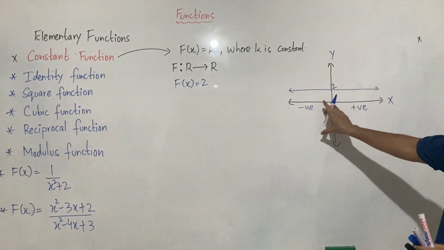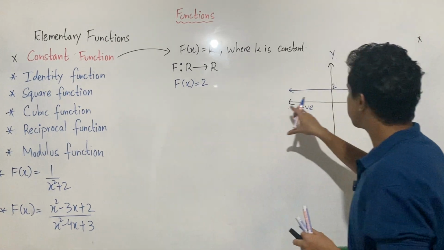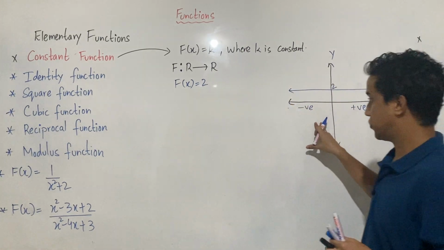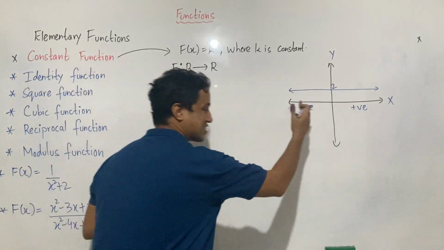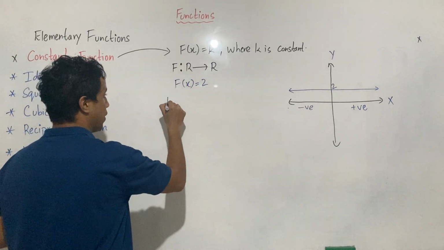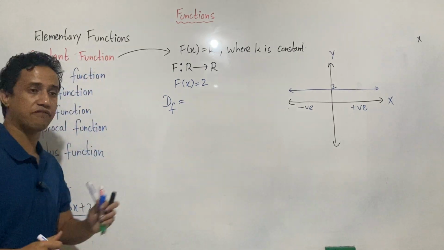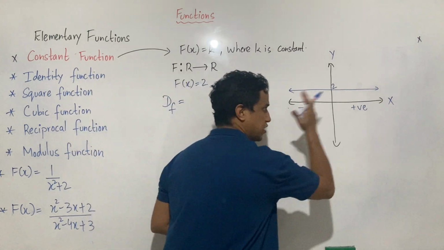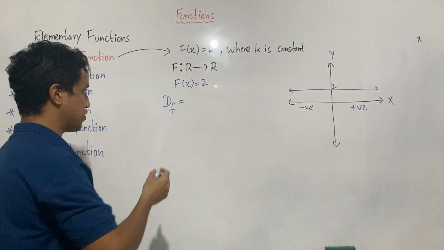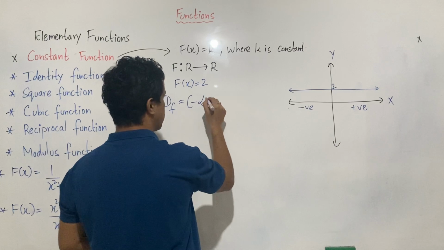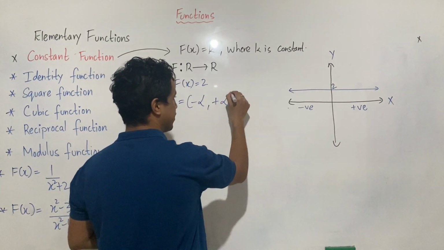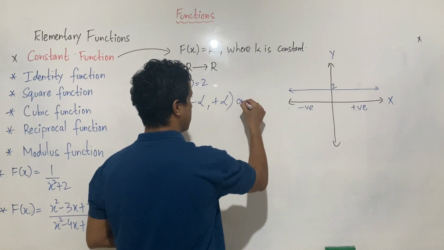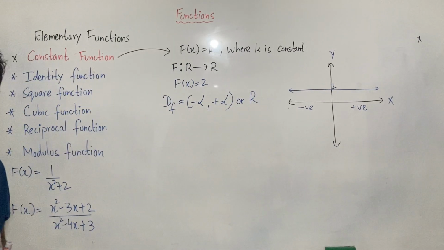Now if you look here, what values of x can it read? The values of x that it can read are going to be the domain. So what's going to be the domain for this? The domain can be any real number from minus infinity to positive infinity. So I'm going to say that my domain is minus infinity to positive infinity, or any real number, right?